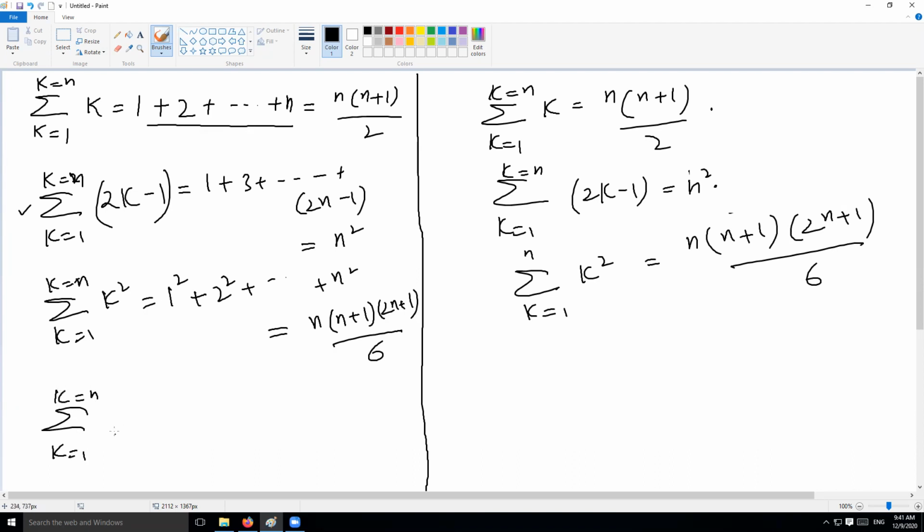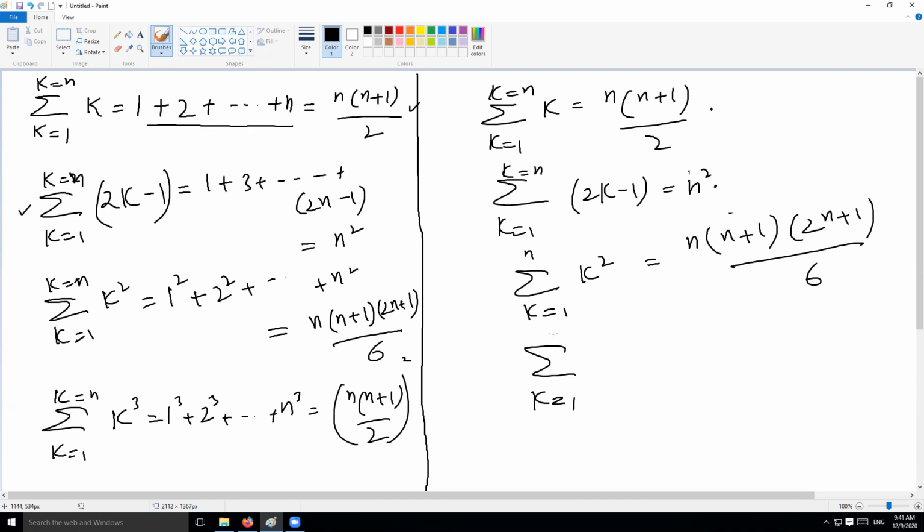And how about if I have a sum that goes from k equal to 1 to k equal to n of k cube? Well, this is going to be 1 cube plus 2 cube plus so on and so forth up to n cube. So what is the formula for cubes? It's the same as the previous one, but squared.